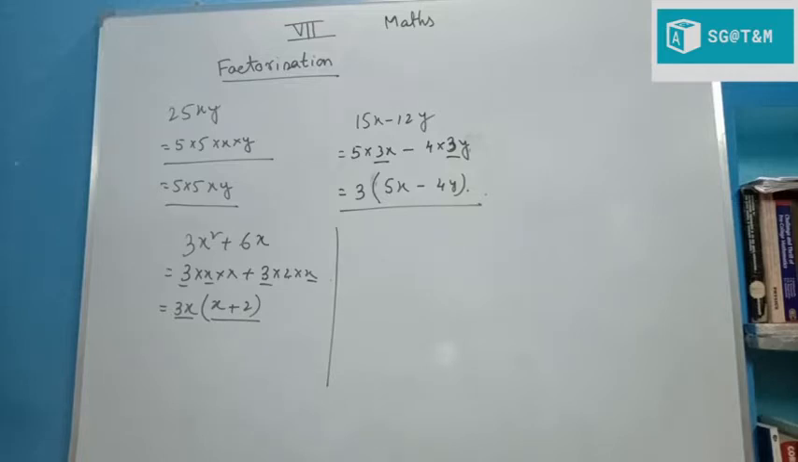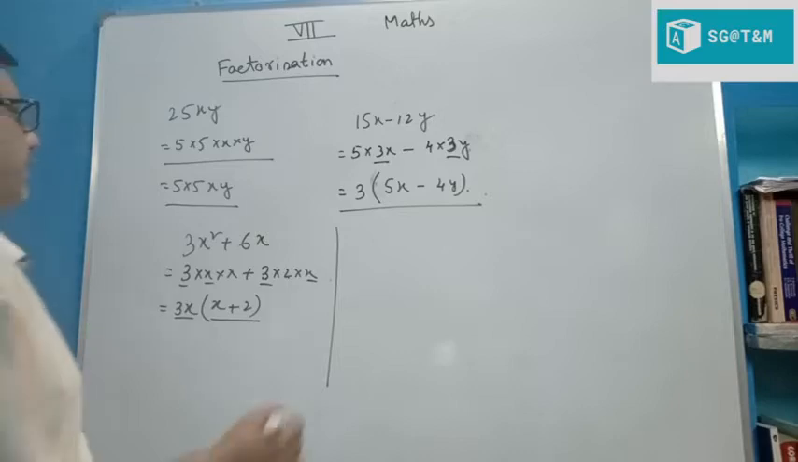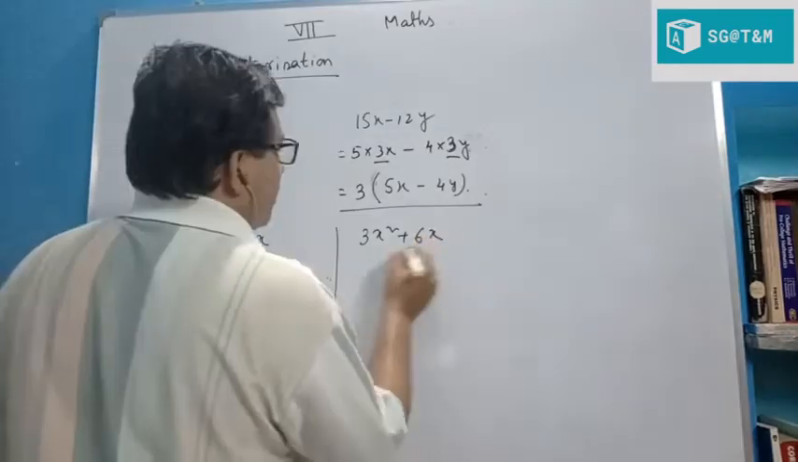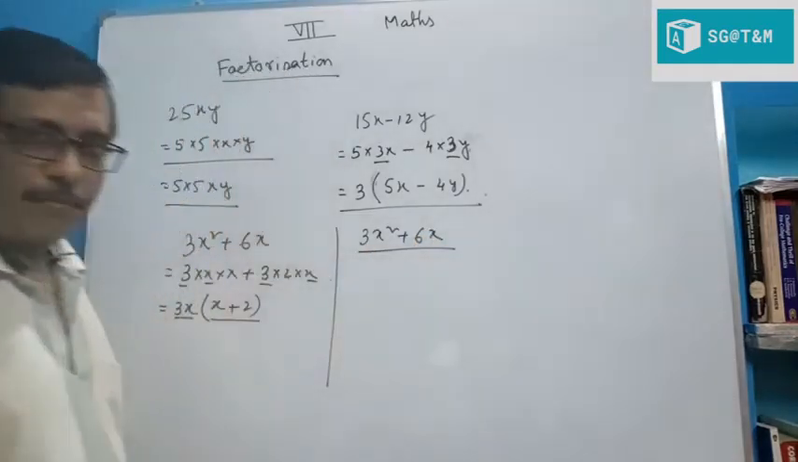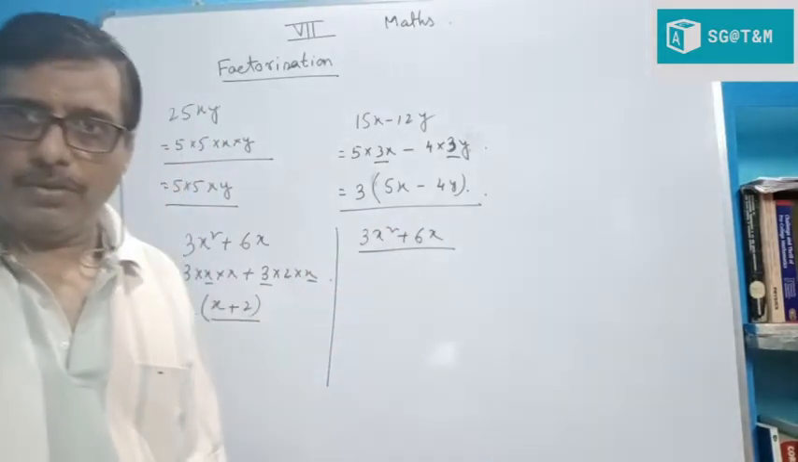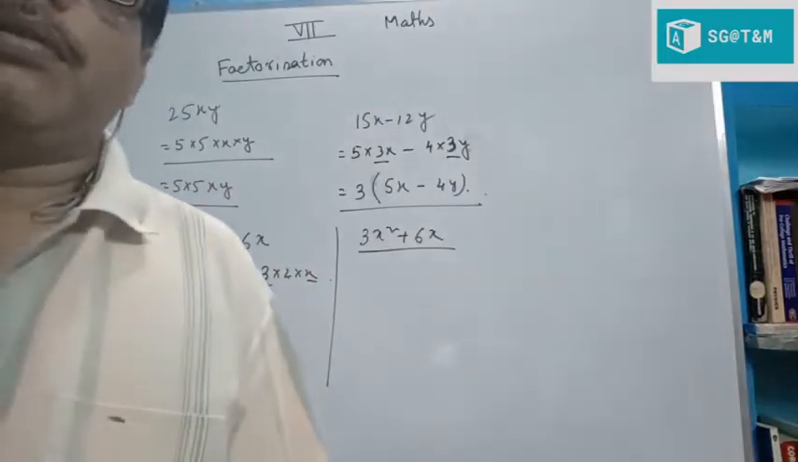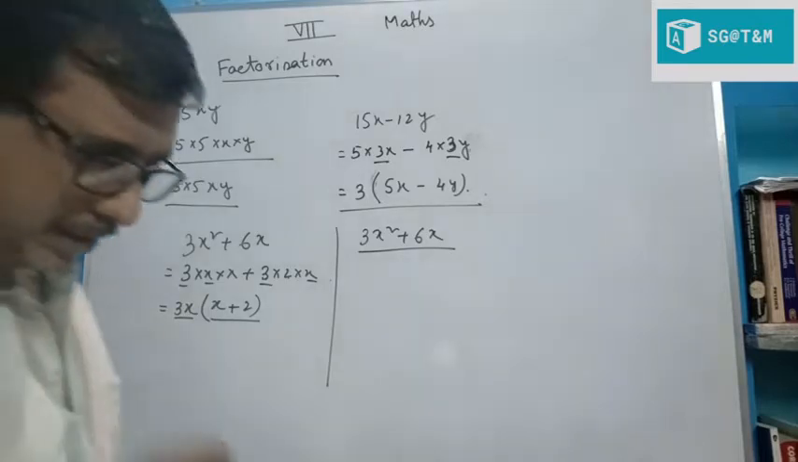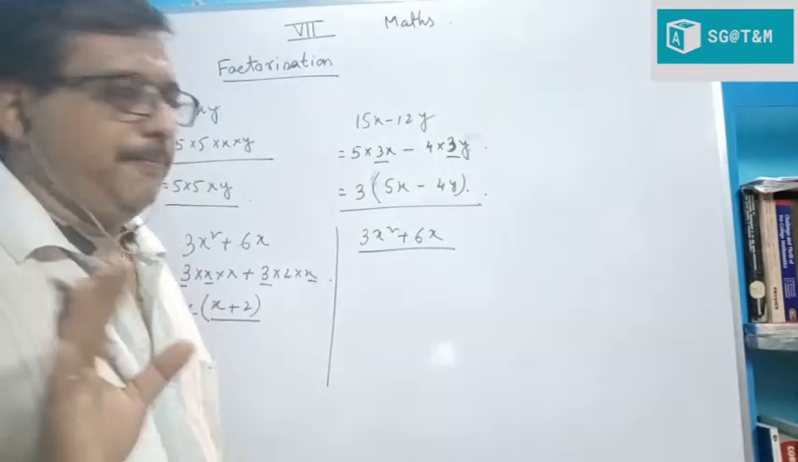Suppose the area of a rectangle is given by 3x² + 6x square units, obviously. Find the possible length and breadth. I repeat again, find the possible length and breadth.